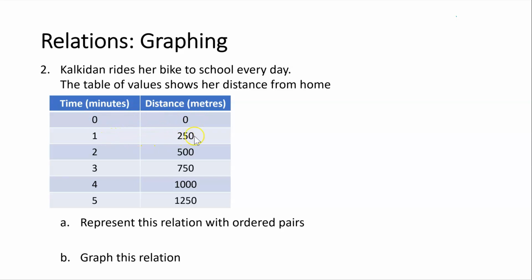After 1 minute, she has traveled 250 meters. After 2 minutes, she's 500 meters away from home. After 3 minutes, 750, etc. Now, to represent this relation with ordered pairs, simple enough. 0 minutes, 0 distance. 1 minute, a distance of 250 meters. 2 minutes, she'd have traveled 500 meters. After 3 minutes, she'd have traveled 750 meters. 4 minutes, 1 kilometer. 5 minutes, 1,250 meters. That's simple enough. Now let's graph this relation.